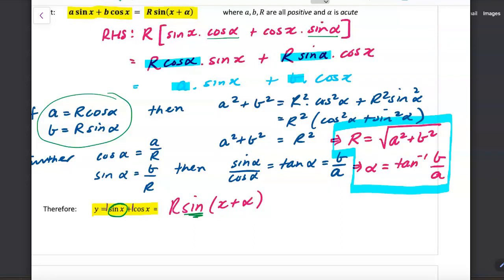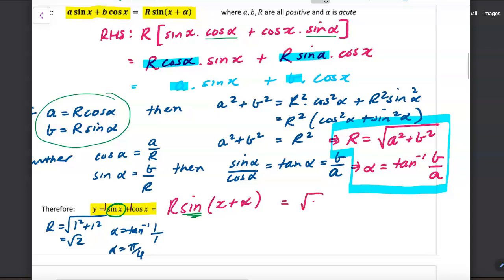I've worked out now that my R is going to be the square root of 1 squared plus 1 squared, which is the square root of 2. And alpha is going to be the inverse tan of 1 on 1, which we know is going to be pi on 4. So this tells me that this is going to equal square root of 2 times the sine of x plus pi on 4. I know I'm going to use plus in my single curve equation here for sine because I'm dealing with a sin x plus cos x.